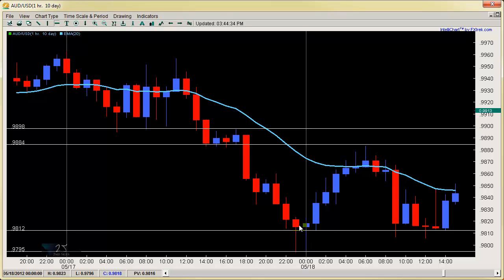Since this is kind of a pseudo double bottom here and here, what I'm going to be looking for is a higher low. Generally, double bottoms will produce a higher low before they reverse a trend. And so that's what I'm going to be looking for in this case here for my possible reversal.